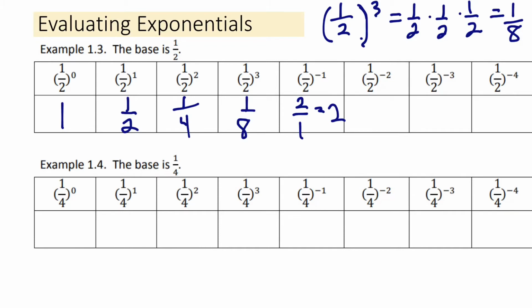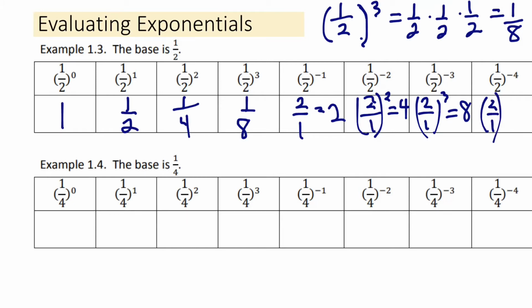1/2 to the negative 2 means I'm going to take the reciprocal and then I'm going to square it. So that would be 4 over 1, which is 4. 1/2 to the negative 3 means I'm going to take the reciprocal and I'm going to cube it, which would be 8 over 1, which is 8. 1/2 to the negative 4 means I'm going to take the reciprocal and raise it to the 4th power, which would be another 2 times 8, which is 16, and so forth.